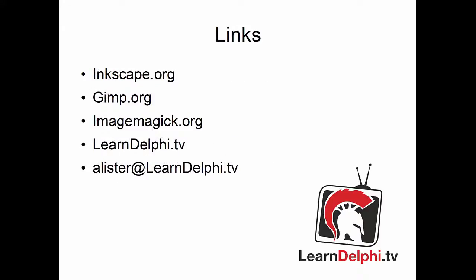Some links. Firstly, the 3 packages we used. Inkscape for creating your source vector images. GIMP is an amazing application for editing bitmapped images, which we didn't have much time to cover. ImageMagick is just plain scary with what you can do at the command line. And of course you can contact me, Alister, at learndelphi.tv.